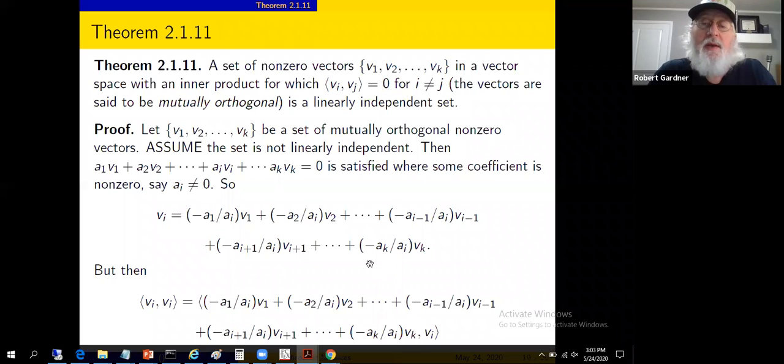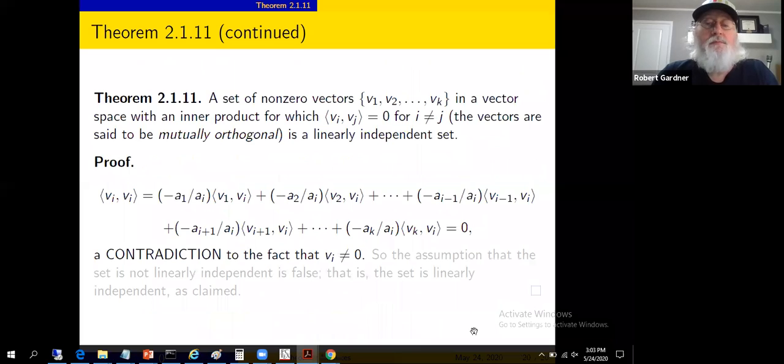All right, notice what we've got here in the summation. I should probably point out it goes v1, v2 up through v sub I minus 1, jumps over v sub I to v sub I plus 1. The v sub I is missing on the right-hand side because we've got it on the left-hand side. Okay, so let's use linearity. And linearity allows us to get an inner product of v1 with v sub I, v2 with v sub I, and so on, up through v sub k with v sub I.